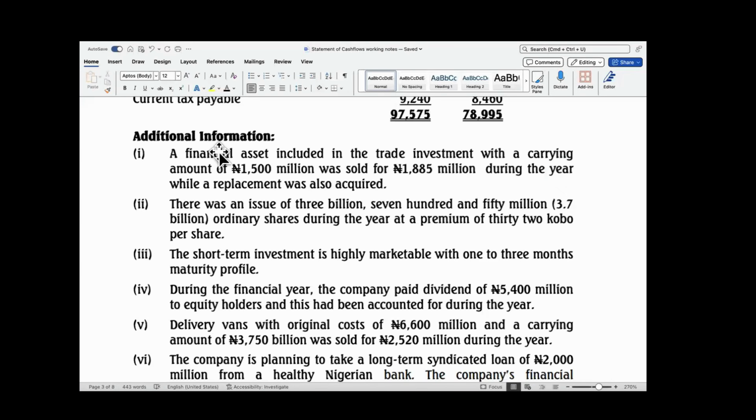They said a financial asset included in the trade investment with a carrying amount of 1.5 was sold for 1,885 during the year, while a replacement was acquired. There was an issue of 3,750,000,000 shares during the year at a premium of 32 kobo per share. The short-term investment is highly marketable with 1 to 3 month maturity.